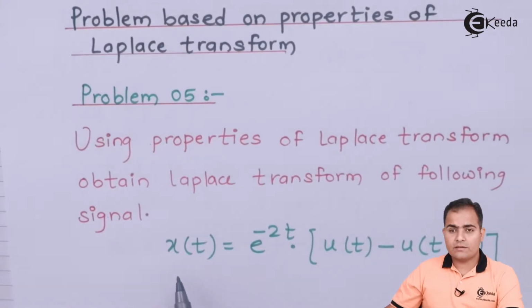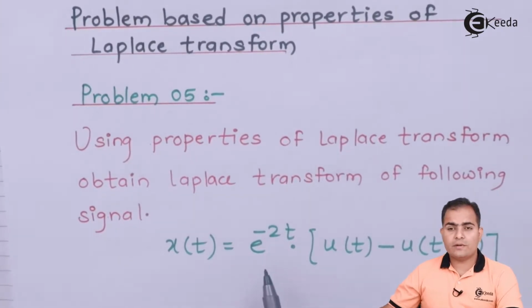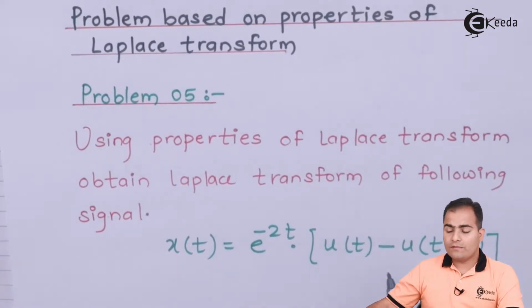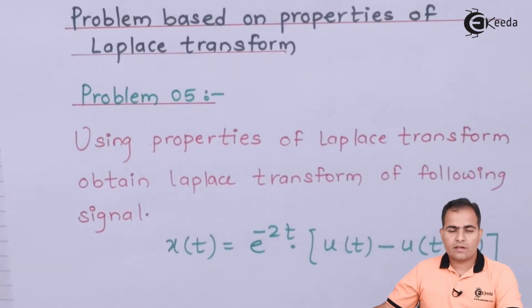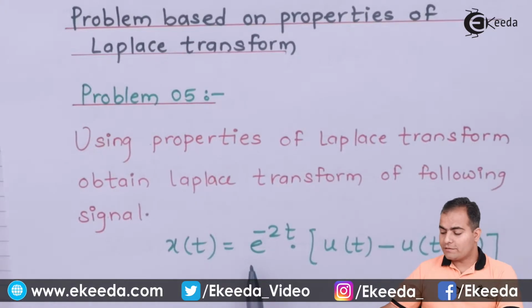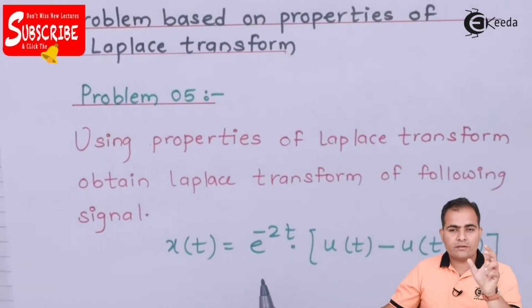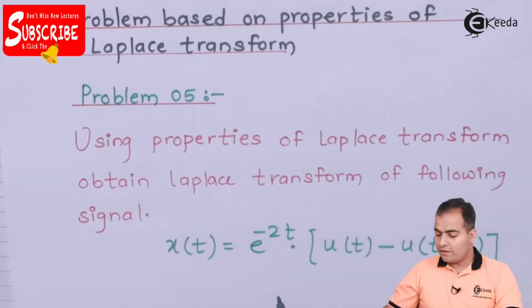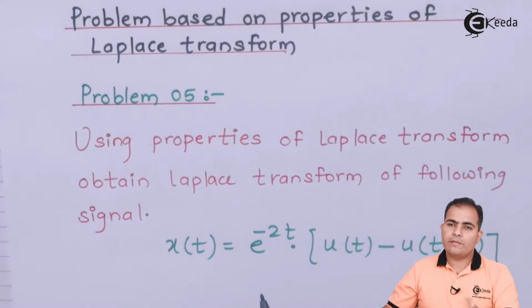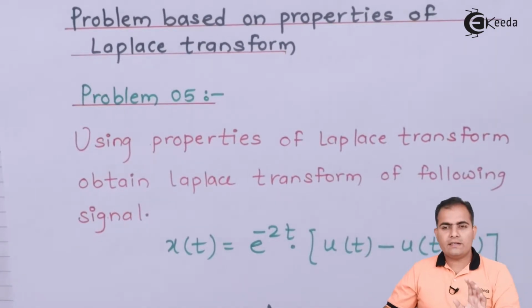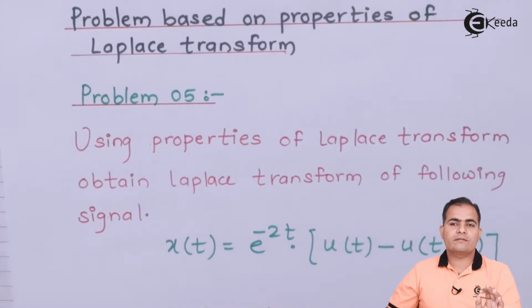Now look here, the question is x of t is e to the power minus 2t into bracket u of t minus u of t minus 5. As I told you earlier, if we have such type of questions, simply multiply this e to the power minus 2t inside the bracket and make it two separate functions, and obtain the Laplace transform of both the functions separately, so that you can obtain the result in a correct way.